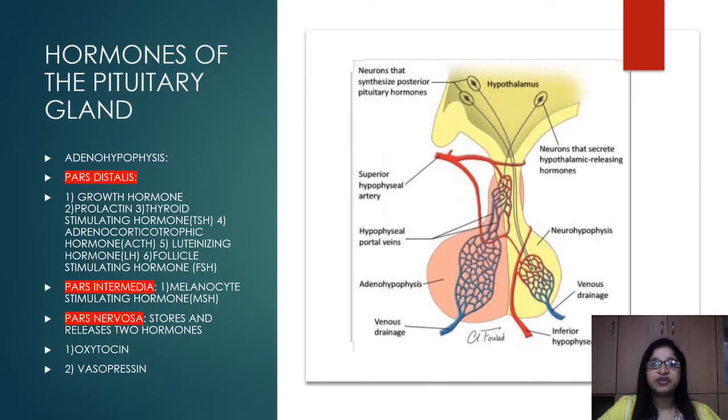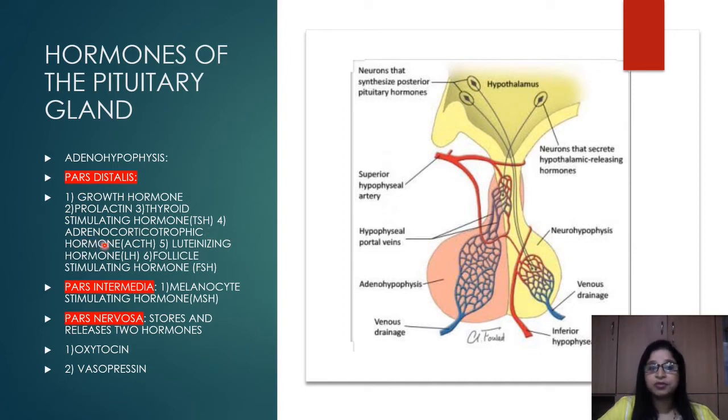So let us have a brief idea about the hormones of the pituitary gland. The adenohypophysis, which I said is divided into the pars distalis and the pars intermedia. The pars distalis secretes the following hormones. The growth hormone, as the name is suggestive, is responsible for the growth of the various cells in our body. Prolactin, which is useful for secretion of milk from the mammary glands. The thyroid stimulating hormone or the TSH. The name itself is suggestive. It stimulates the thyroid to secrete its hormones.